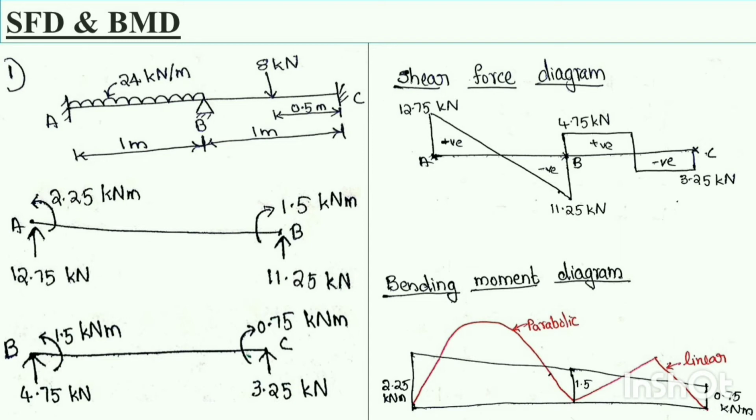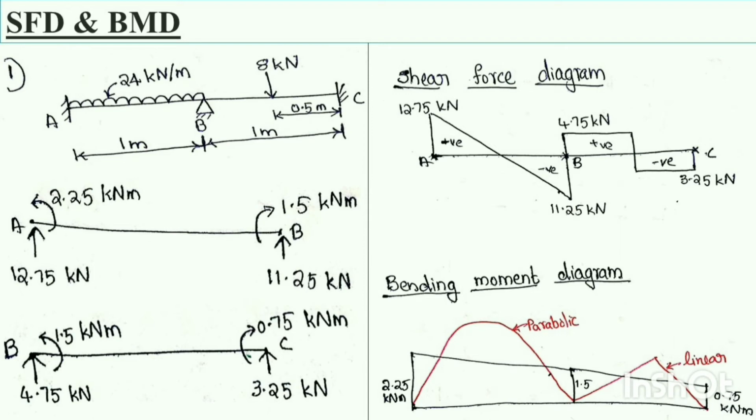Now in BC it is a point load, and at B the shear force is 4.75 kilonewton and at C the shear force is 3.25 kilonewton. The shape of the shear force will be like this. That is a drop at the point load, at the place of the point load. So this is the shear force diagram for the structure or frame ABC.